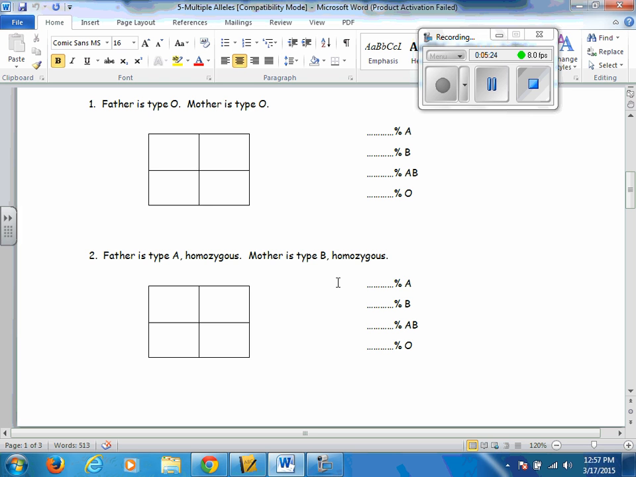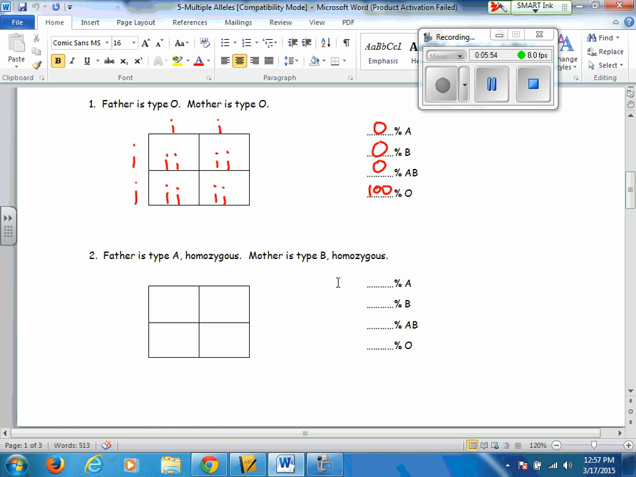So a father has type O blood, and the mother is type O. You want to look at the percentages of what's going to happen. So the father is type O, looking at our chart, right? Type O blood, he can donate either an I or an I, and the mother is type O too. So it looks like all of them. 0% A, 0% B, 0% AB, 100% O blood. Right? Let's go to something just a little more difficult.